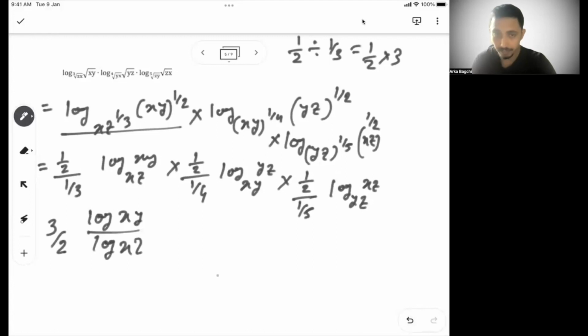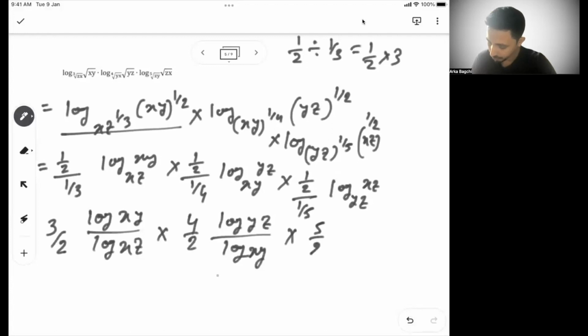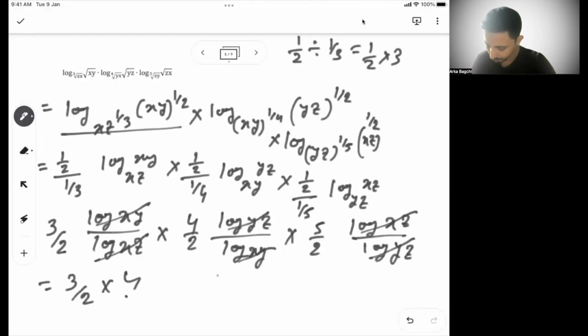So I know log of a base b is the same as log a by log b. This is the one I'm doing. So this is 4/2 into log of yz by log of xy into 5/2 log of xz by log of yz. So log yz gets cancelled, log xz gets cancelled, xy gets cancelled. So you are left with 3/2 into 4/2 into 5/2.